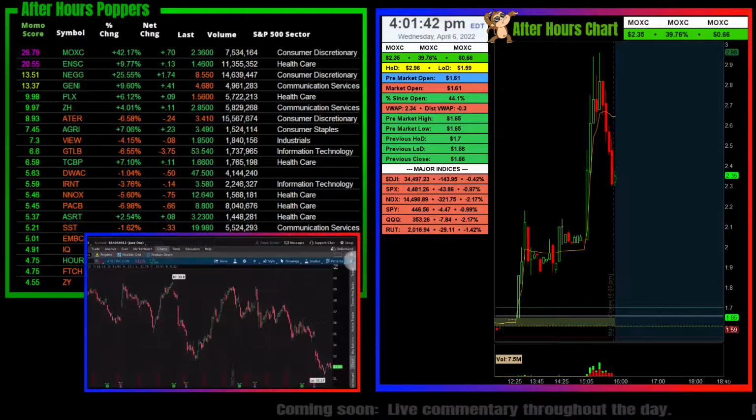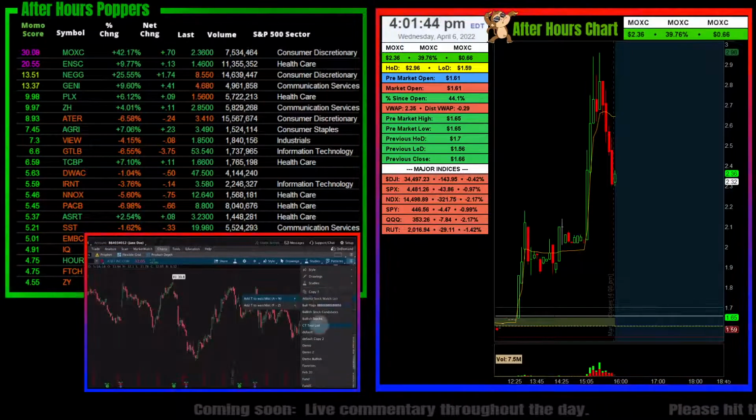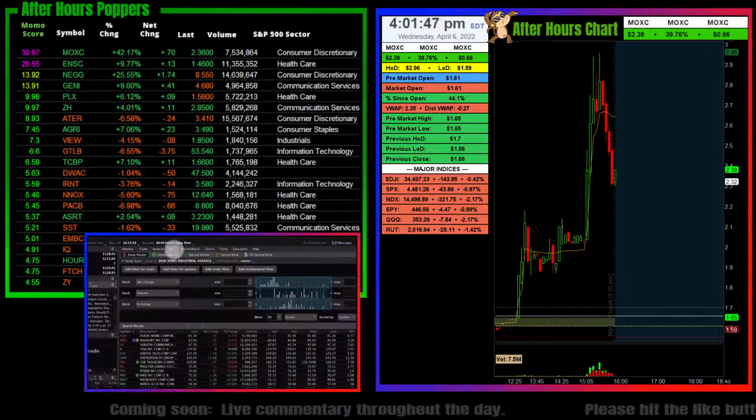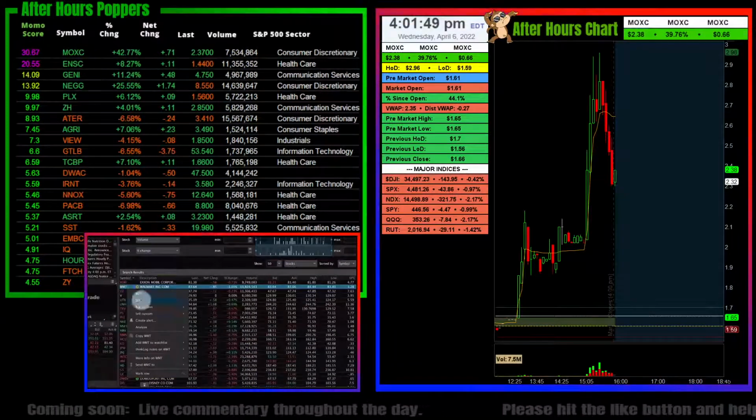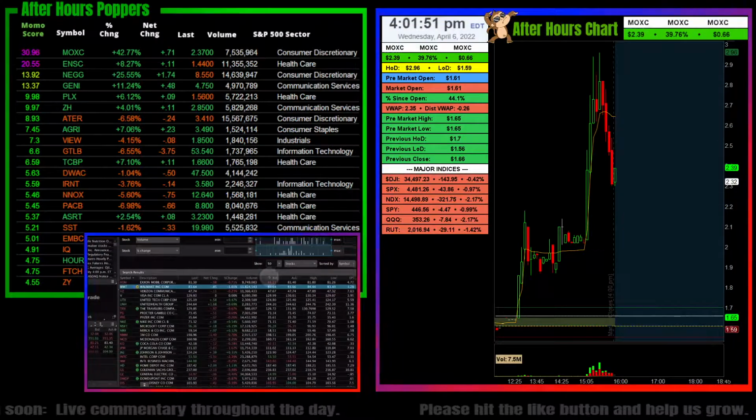From the Charts tab, select the list icon and then Add to Watch List. From the Scan tab, right-click a security and then Add to Watch List. And that's how you make a watch list.